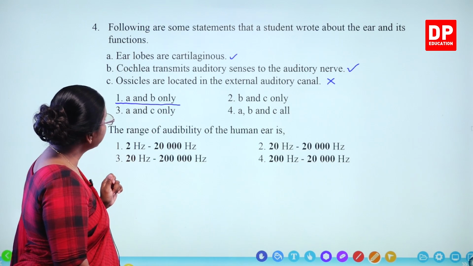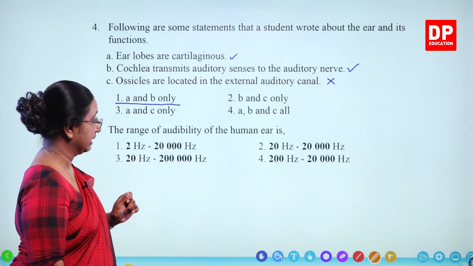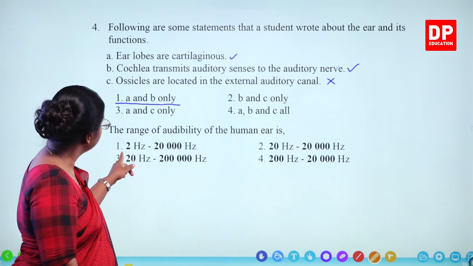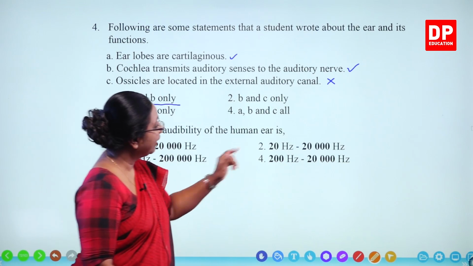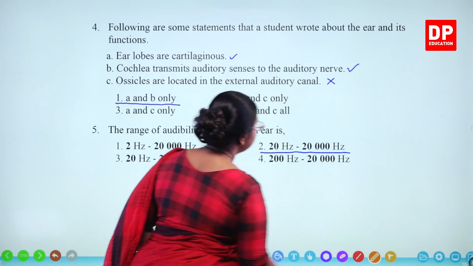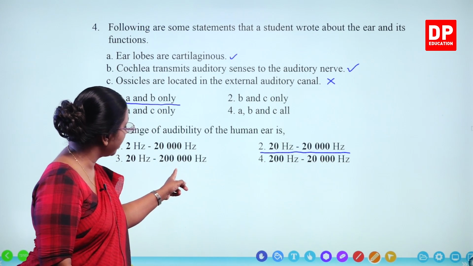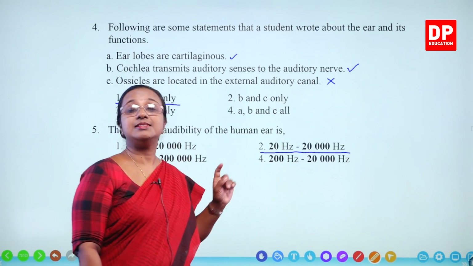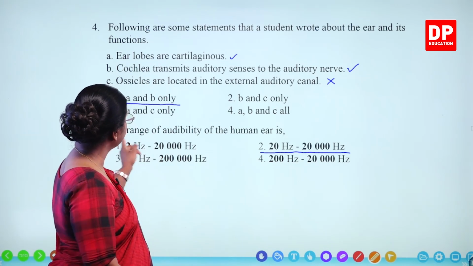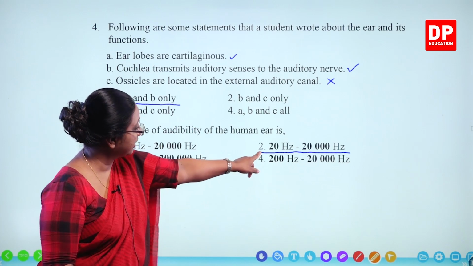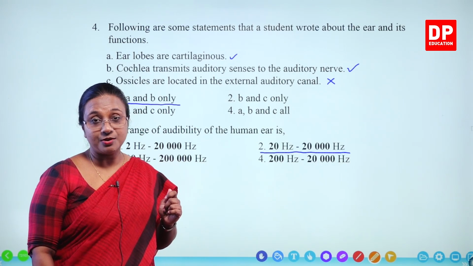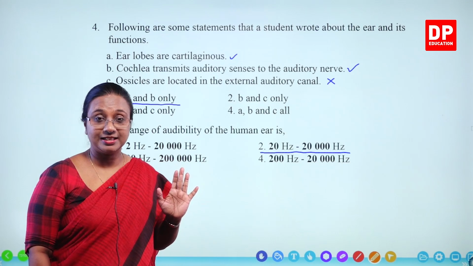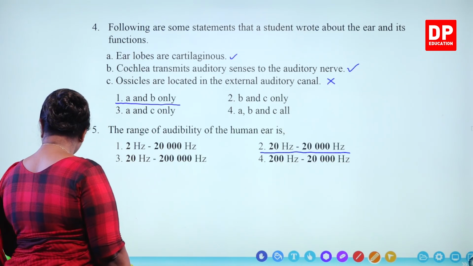Fifth one, the range of audibility of the human ear that you know is 20 Hz to 20,000 Hz. 2 Hz to 20,000? No. 20 Hz to 20,000 Hz, that's correct. 20 Hz to 200,000, that's wrong. Here it starts with 200 Hz, that's wrong. So, it has to be the range of audibility of the human ear is 20 Hz to 20,000 Hz. I am sure you all were able to answer all these correctly. With that, I will move on to the next one.